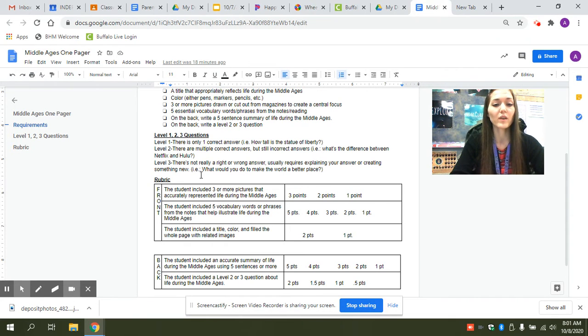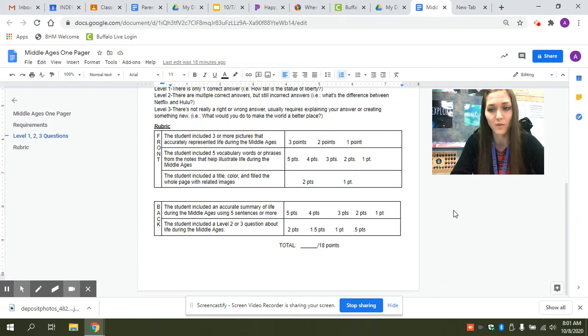Level 3, there's not really a right or wrong answer. It's kind of asking your opinion or to create something new. So for example, what would you do to make the world a better place? There's not really a right or wrong answer as long as you kind of explain. Hopefully that makes sense. If not, go ahead and ask. If you want to double check just to make sure that your question is a level 2 or 3, that's absolutely fine. I'm more than willing to do that because this is the first time we've really used them.